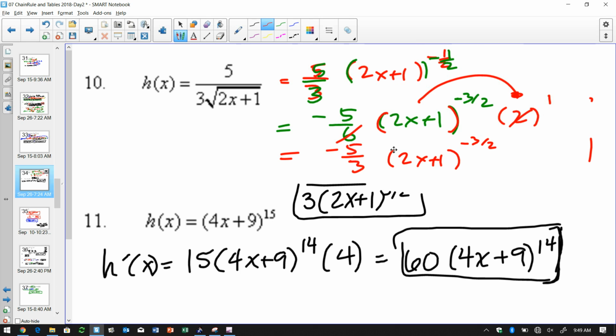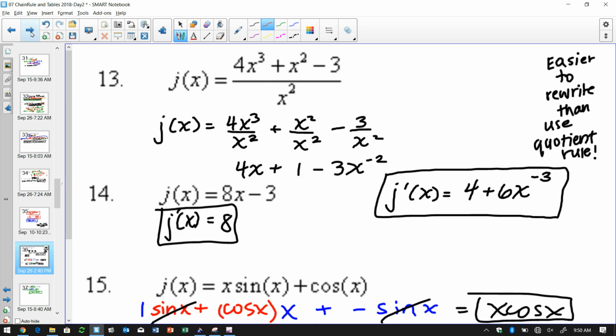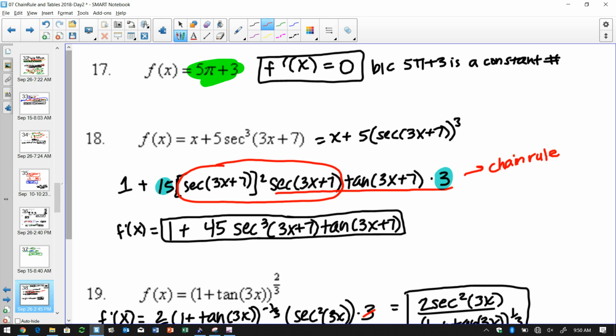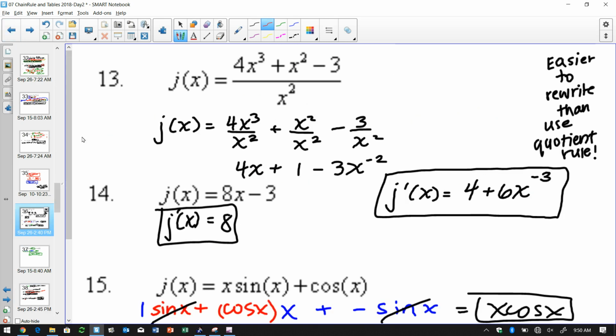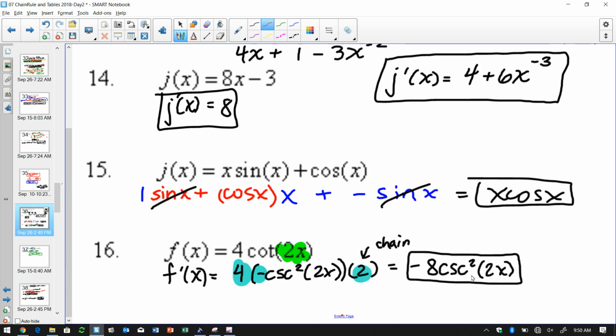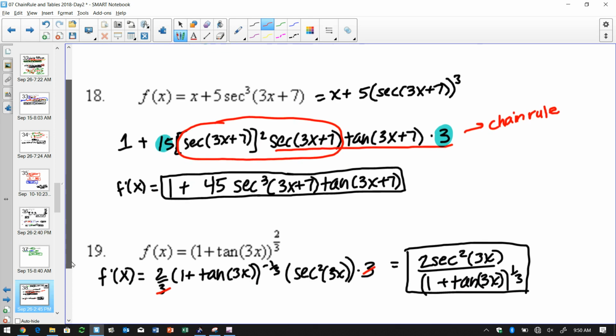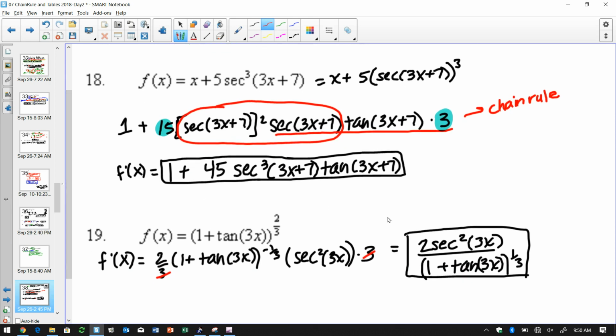All right, what other questions are you good on, or you needed help on, 10 to 12? You good? Okay, let's move to 14. So 14, the answer is just 8. Hopefully you got that. 16, I don't know where 16 is. It must have been on this other slide here. Okay, 16, the answer is negative 8 cosecant 2x quantity squared. Okay, and then 18, guys. Here's the answer for 18. Right here, you can check your work.